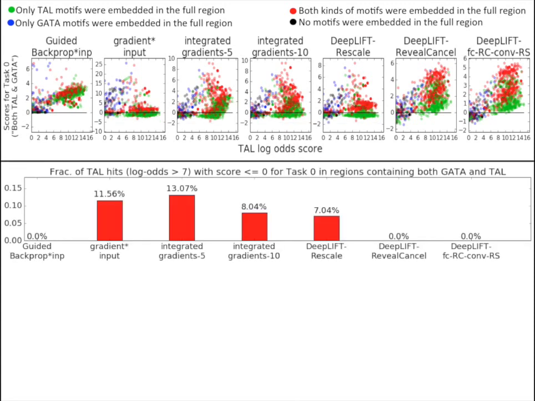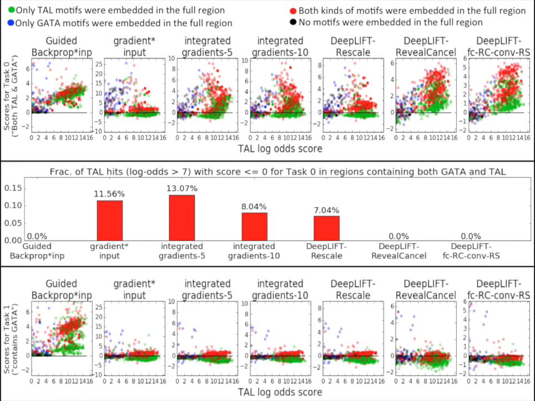The proportion of red dots with log odds score over 7 that have importance scores of less than 0 are illustrated in this bar plot. You'll notice that all methods except guided backprop and DeepLIFT with the RevealCancel rule have false negatives. However, one reason not to prefer guided backprop is that it shows a tendency for false positives.